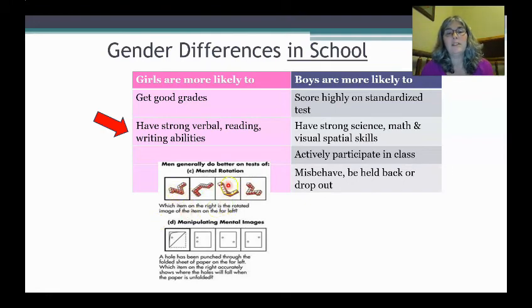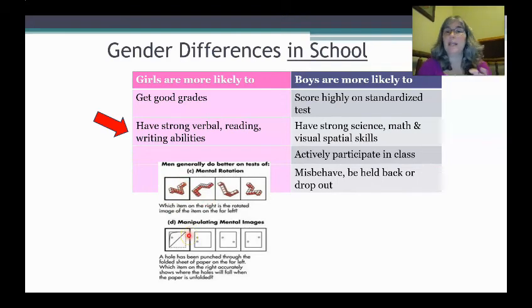So one of the ways you can see this is mental rotation. They'll take a three-dimensional object, show it in a variety of positions, and ask you a question about which item on the right is the rotated image of the one on the far left. And boys tend to do better on those types of tests.